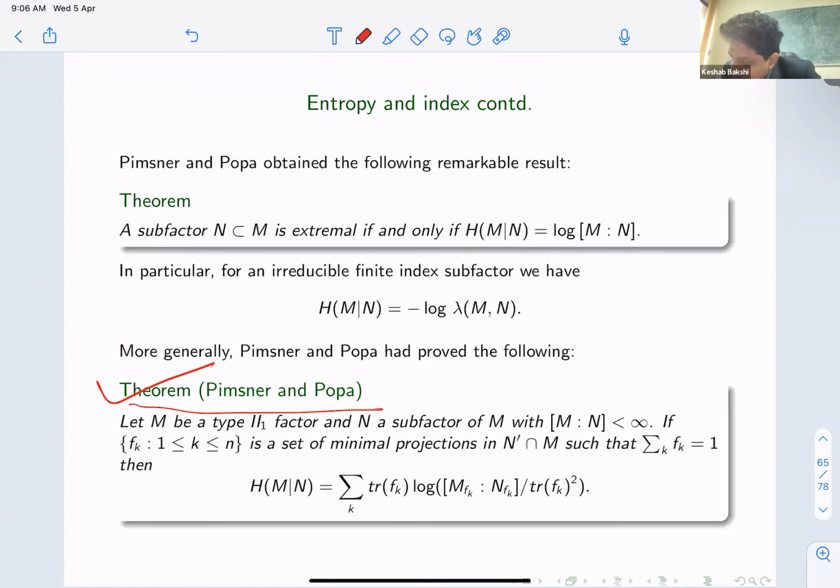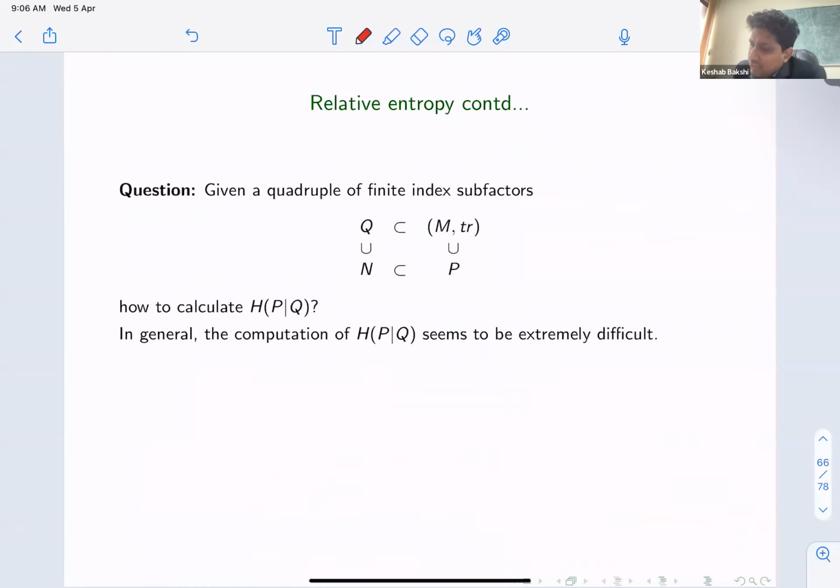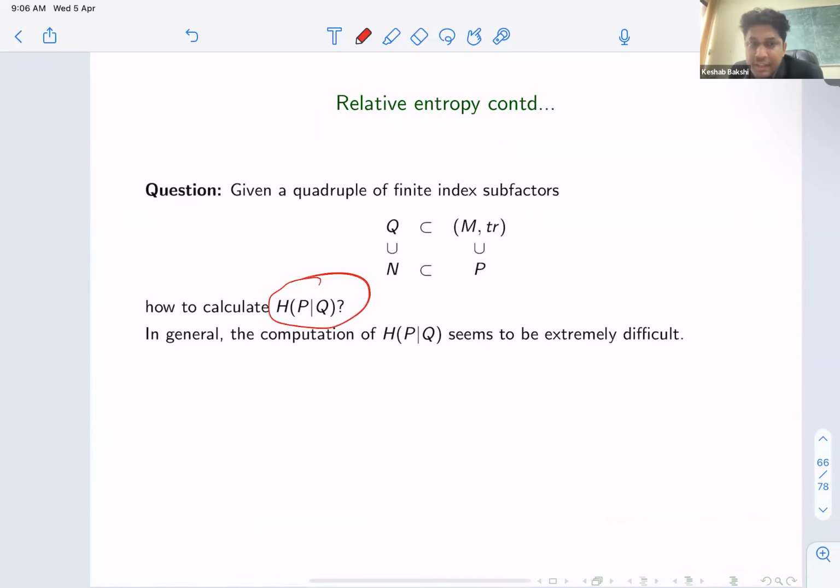If you take the atoms of N prime intersect M, that means minimal projections with sum one, then we can give an explicit formula of the index in terms of the Connes-Størmer entropy. However, explicit computation is still very difficult, and that paper was devoted to giving explicit computations of entropy, even for finite dimensions. So this is a very important paper. Now my question is, how to calculate H(P given Q) if you have a pair of subfactors? Again, for simplicity, I assume N in M, otherwise nothing is known. But this seems to be extremely difficult.